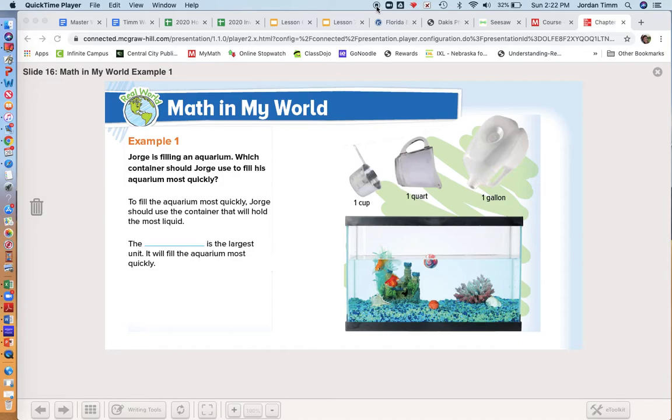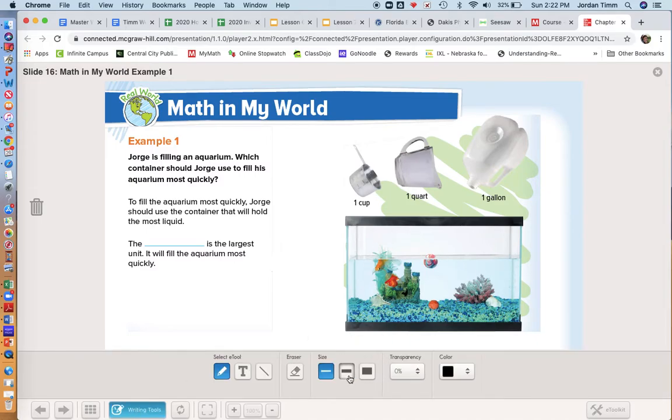So let's look at example 1 together. It says, Jorge is filling an aquarium. Which container should Jorge use to fill his aquarium most quickly? So they give us these 3 options, okay? So we have the cup, the quart, and the gallon. And this is his aquarium, so we want to make sure that we're using the biggest container to fill the aquarium quickly. Otherwise, it would take us all day.